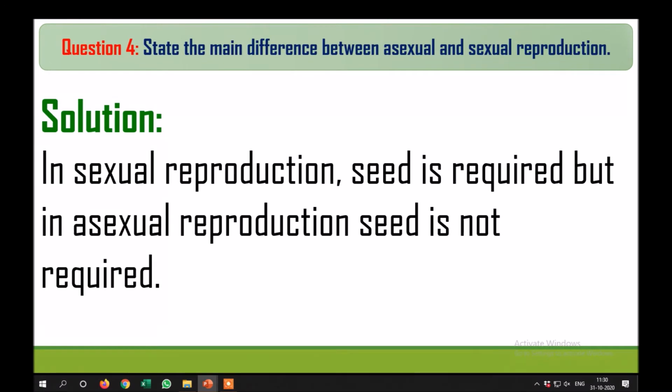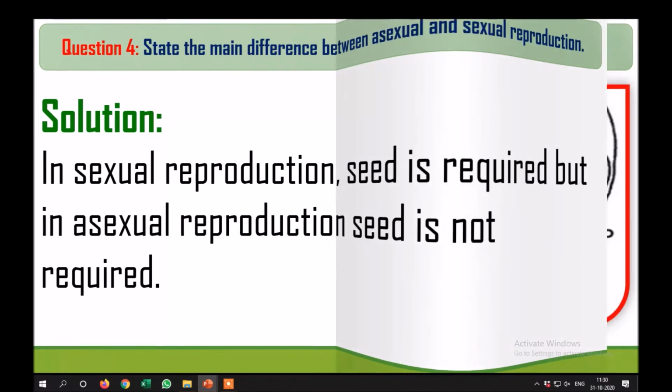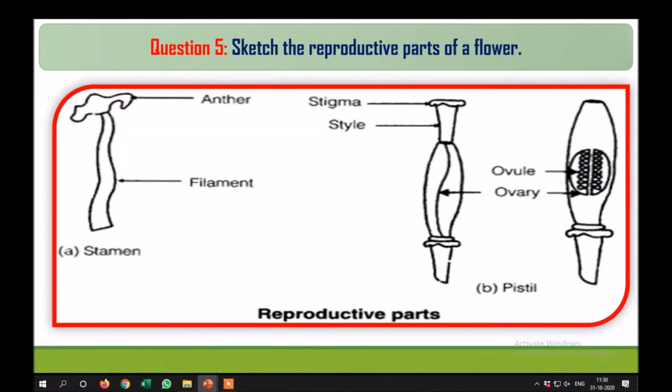Question 4 is: state the main difference between asexual and sexual reproduction. So the main difference is: in sexual reproduction, seed is required, but in asexual reproduction, seed is not required. Question 5 is: sketch the reproductive part of a plant. So these are the reproductive parts of the plant.